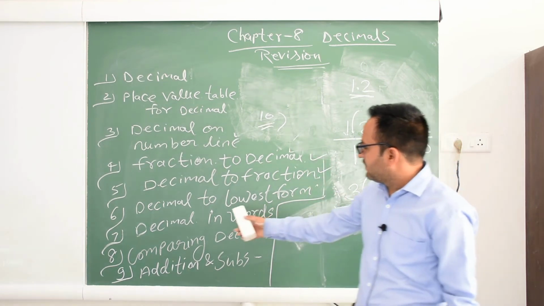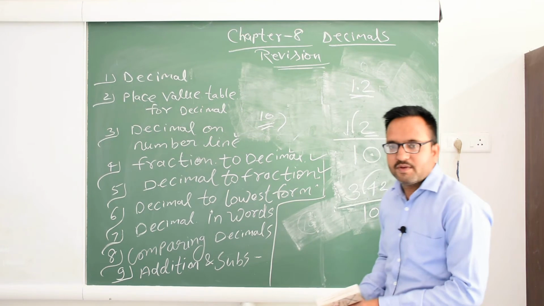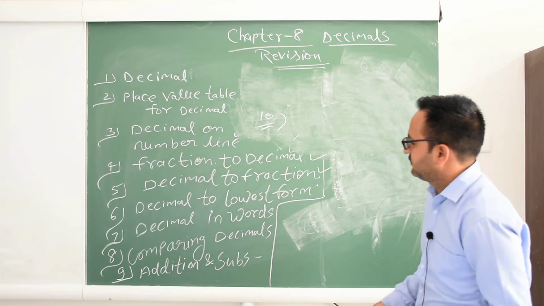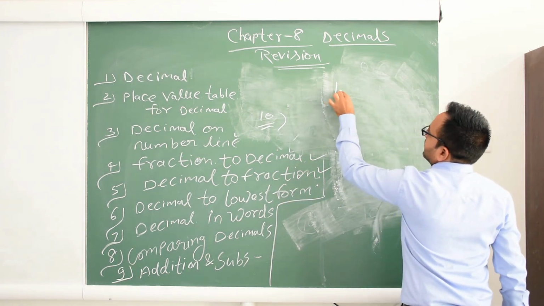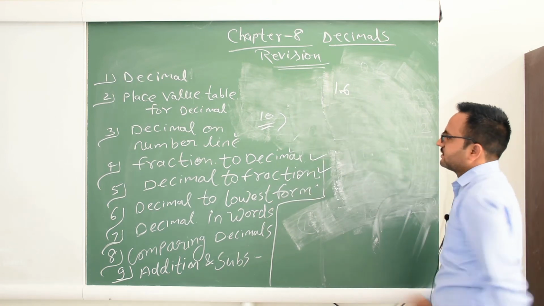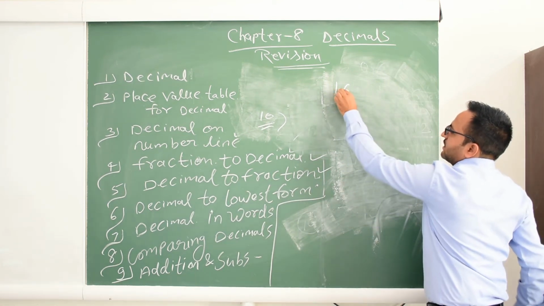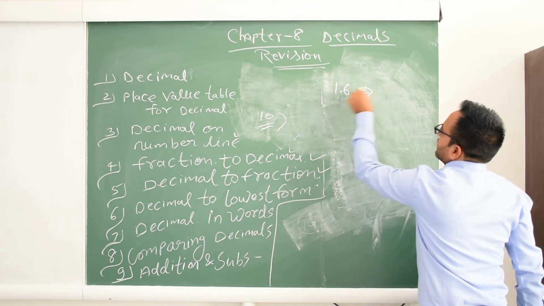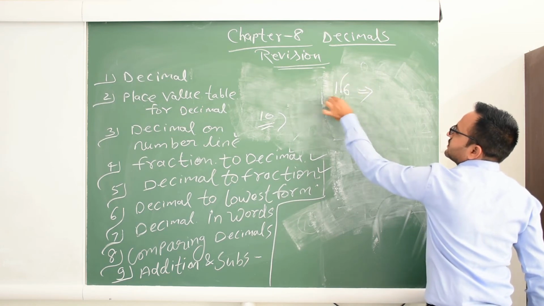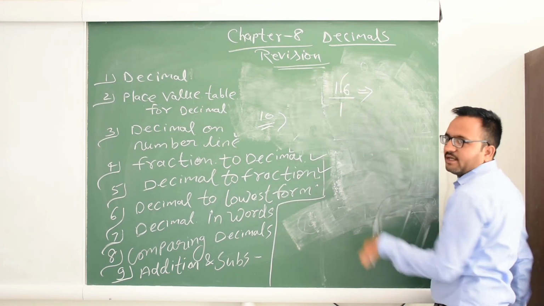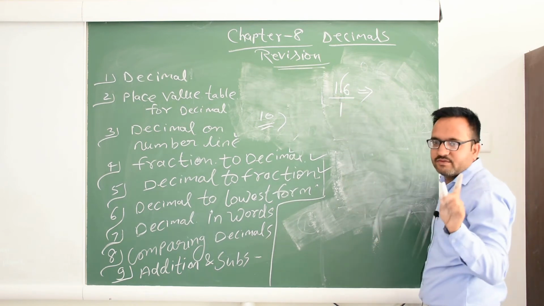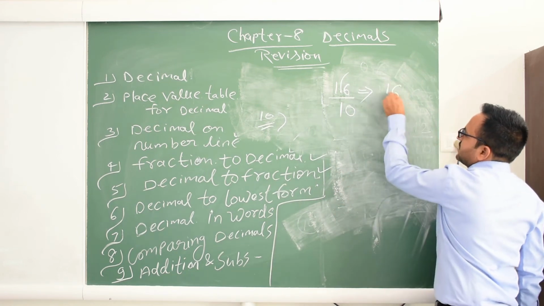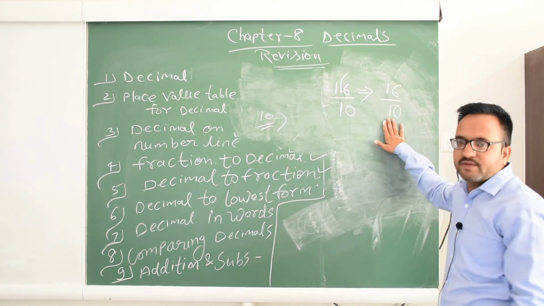Now we have already completed that. Now your 6th point is decimal to lowest form. So we take 1.6. First we have a decimal number, so first we convert it into fraction form. That means we remove the point, and after removing the point we use 1 in place of the decimal. How many digits? 1 digit after the decimal, only a single digit, so we use 0. So 16 upon 10 is your fraction form.